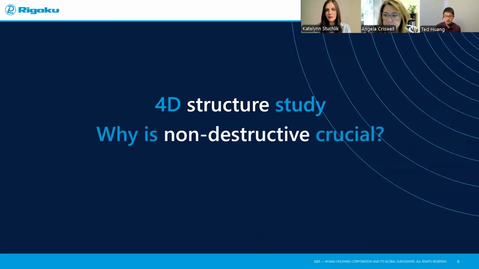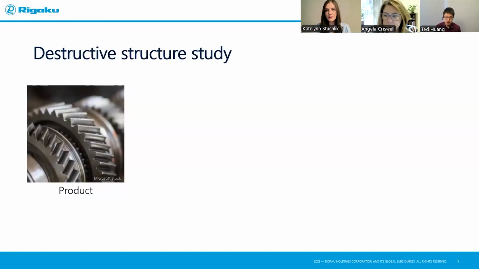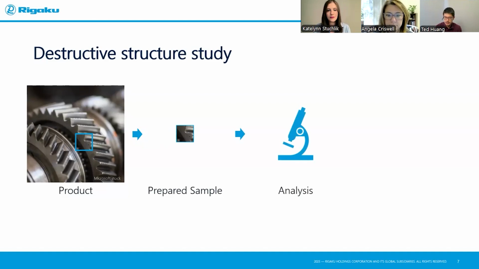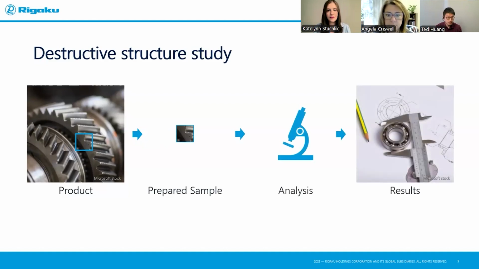So why is non-destructive structure study crucial? Let's look at the destructive ones first. Usually we'll start with your product or maybe your sample. And once you want to study its structure, chances are you need to do some sampling, some preparation. Usually it involves cutting it open, taking a small piece of it, and doing some preparation like polishing before you can finally put it into the analysis tool like a microstructure analysis tool, SEM, TEM, and then have your result ready. And then that result hopefully will be helpful to your product.